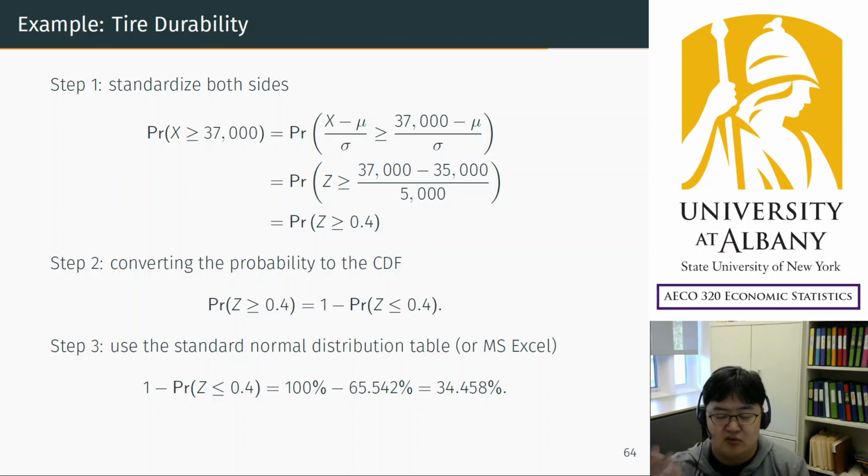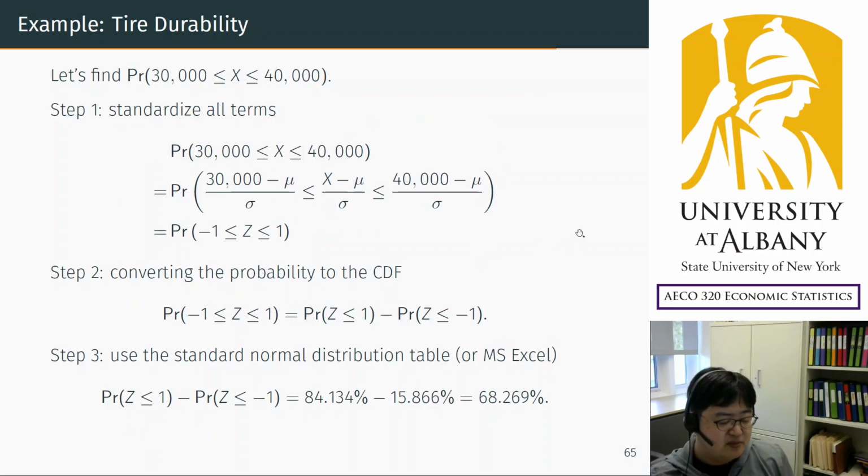So this is just one set of steps. You can calculate a probability for a non-standard normal distribution, right? Okay, and the next example we are going to study is a probability in between 2 points, right? This is the third form of probability we could calculate from a CDF. Now we are going to consider the probability between 30,000 and 40,000, right? So how do we do that? Now, I will show you.